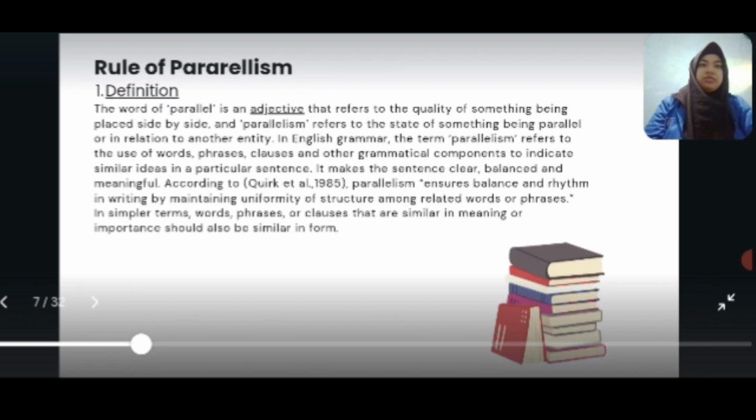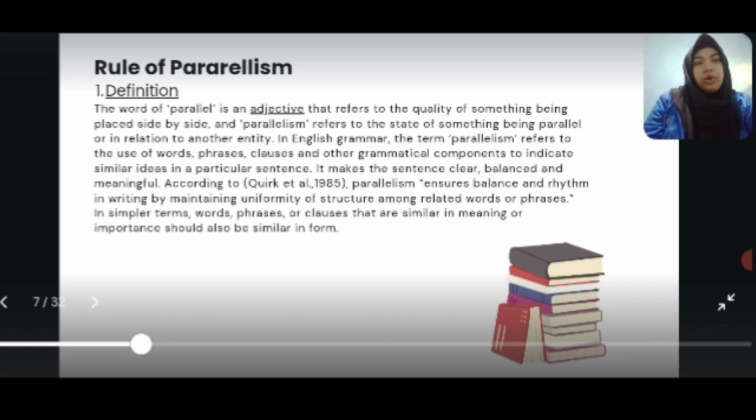And then we move on to the rule of parallelism. Let's start with the definition. So, what's the definition of parallelism? The word parallel is an adjective that refers to the quality of something being placed side by side, and parallelism refers to the state of something being parallel or in relation to another entity. So, in English grammar, the term parallelism refers to the use of words, phrases, clauses, and other grammatical components to indicate similar ideas in a particular sentence. It makes the sentence clear, balanced, and meaningful.